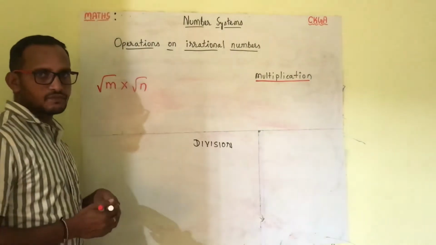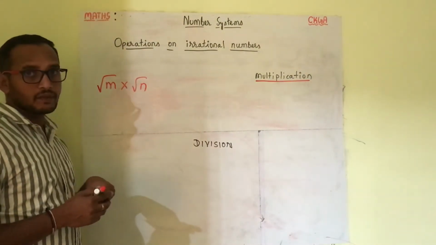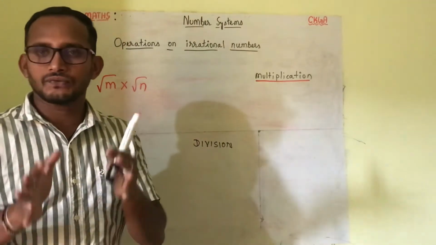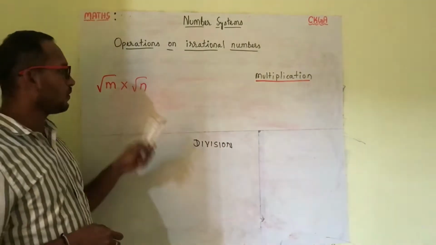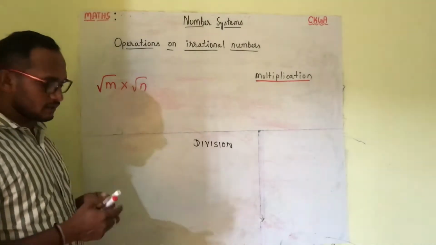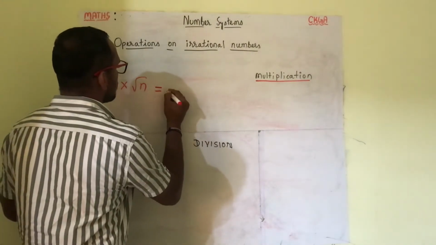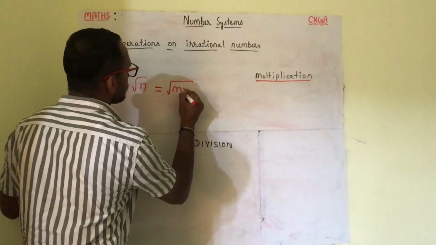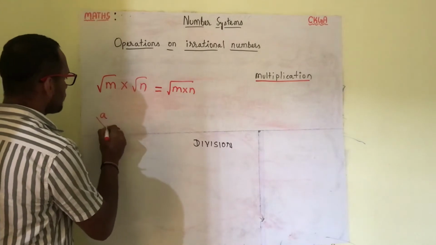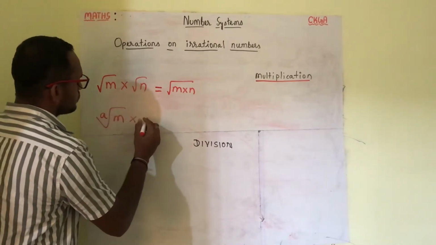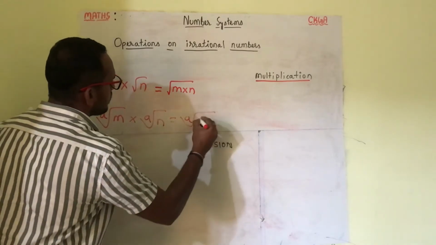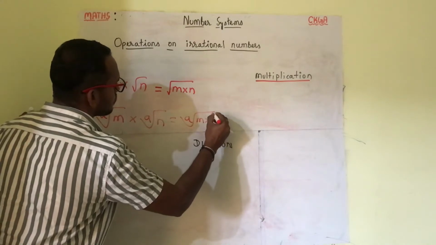So look at this one. Here orders are same and radicands are different. But in case of multiplication of irrational numbers, there is no fixed radicand you need. If there is root m and root n, you can multiply with respect to this law: square root of m into n. In general, if you write, suppose you have a root m into a root n, that is a root of m into n. So keep this in your mind.